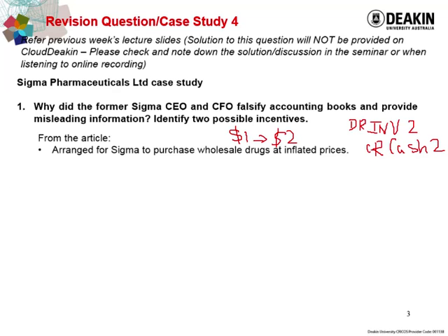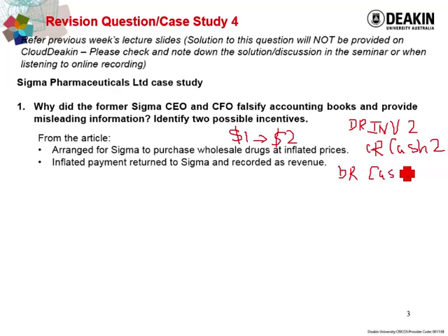And what happens to the inflated payment? The inflated payment is returned by the supplier to Sigma and recorded as revenue in the form of cash rebates or discounts. So for example, Sigma will have recorded debit cash, $1 for the inflated price, which is returned to the company, and credit revenue.